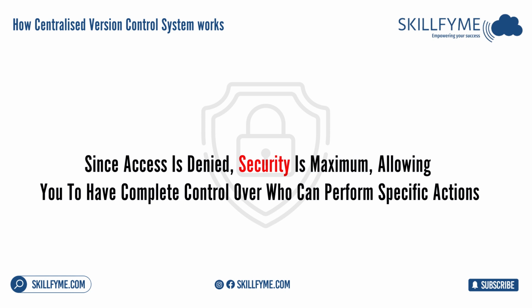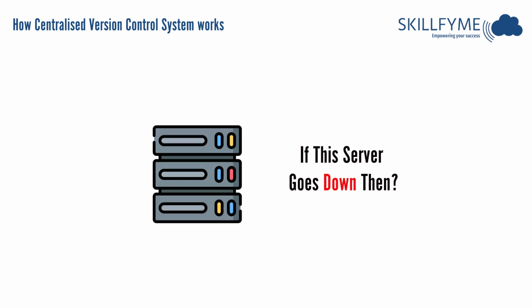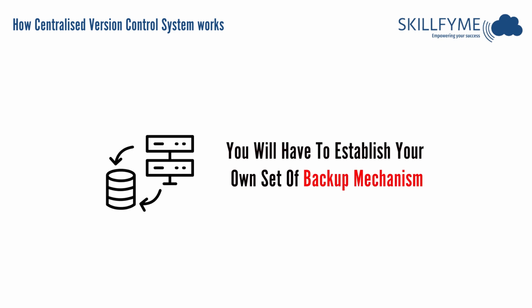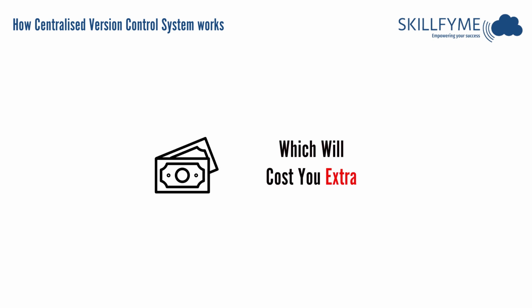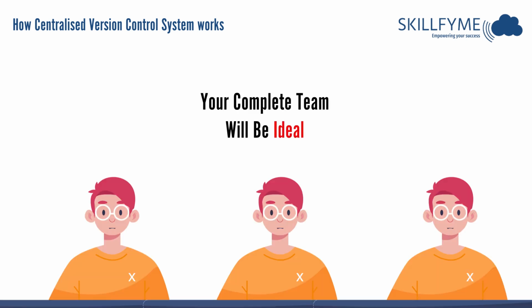That was the benefit. What are the disadvantages of using a centralized version control system? Think about this. As it is centralized, if this server goes down, you will lose everything. So you will have to have your own backup mechanism, which will cost you extra. Second, if the network connectivity is broken, your complete team will be idle because they cannot access it.